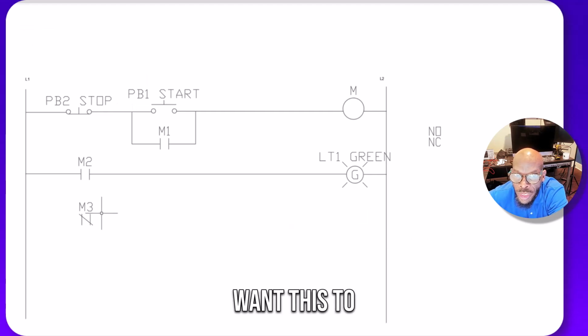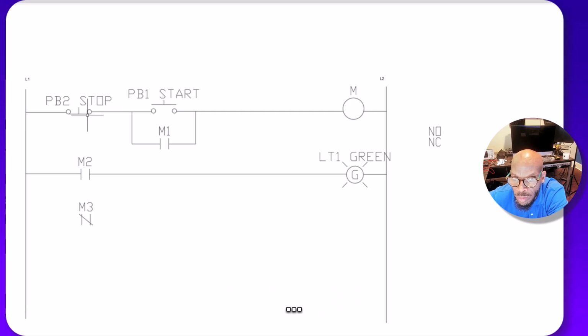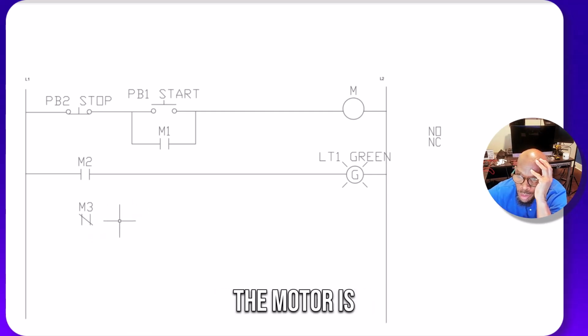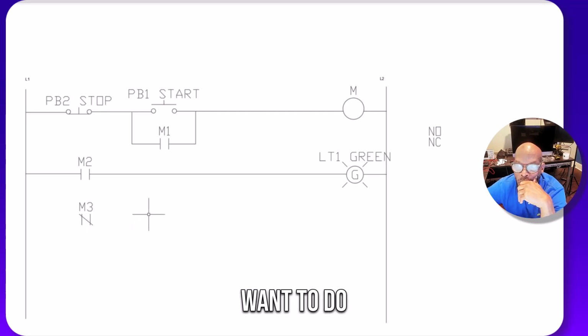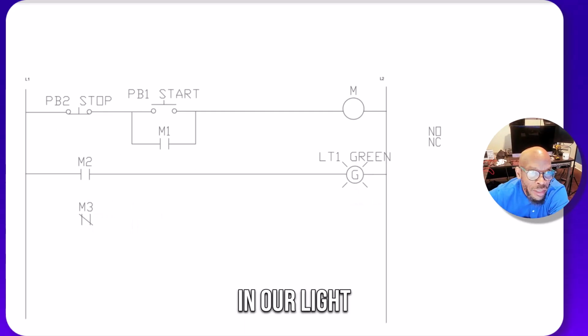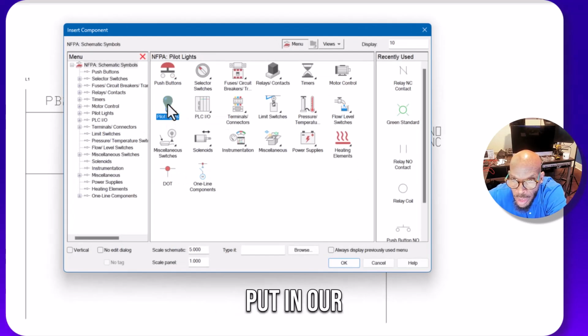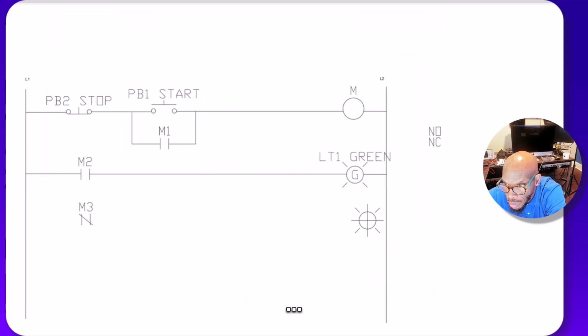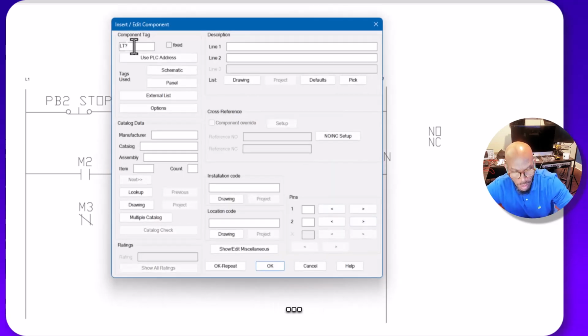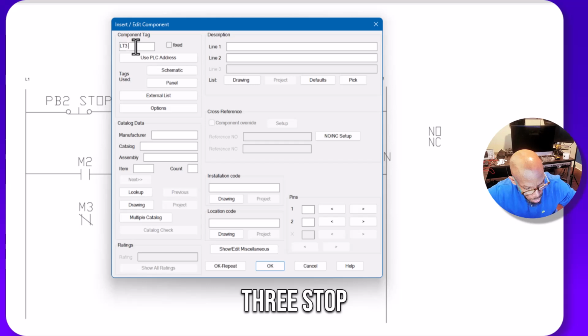Now, what do we want to happen? If somebody pushes the stop, we want that light to come on. So when the motor is actually stopped, this will be true. So let's put in our light, and I'm going to show you how this circuit right here is going to operate. Put in our red light there, M3, stop.